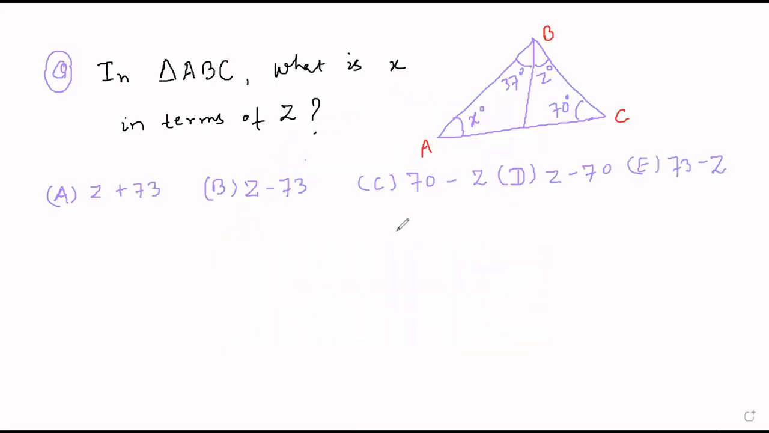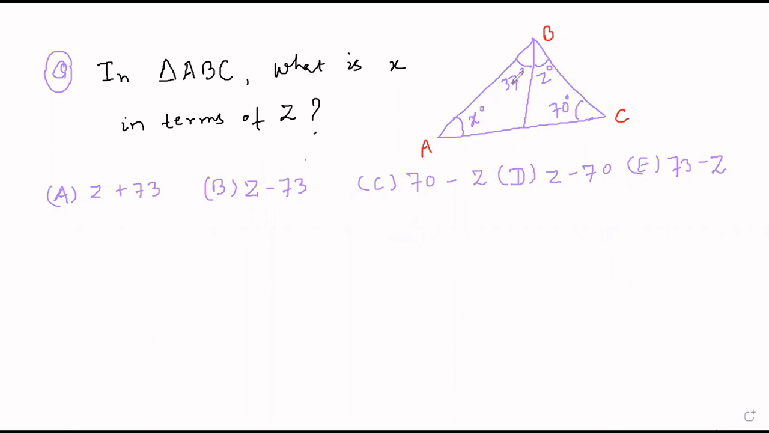Hi everyone. It is a question of a triangle. The question is: in triangle ABC, what is x in terms of z? Option A is z plus 73, option B is z minus 73, option C is 70 minus z, option D is z minus 70, and option E is 73 minus z.